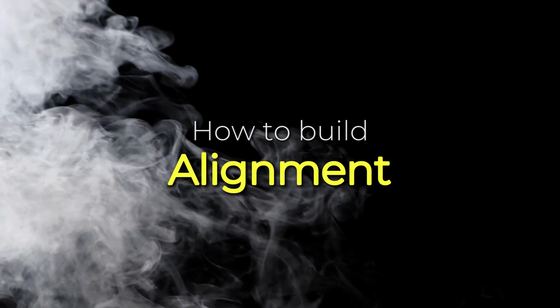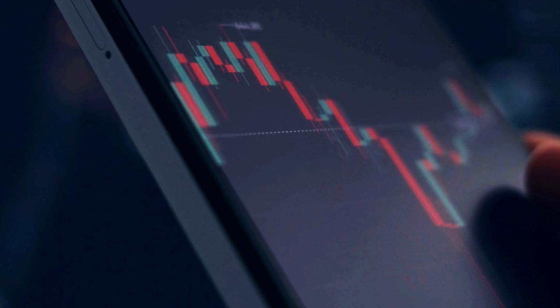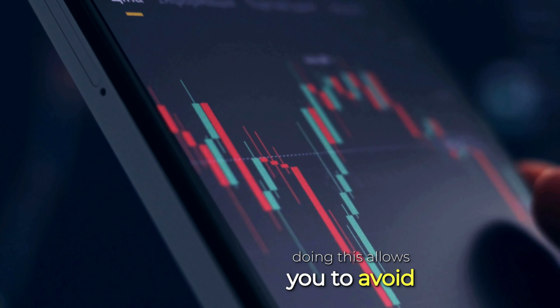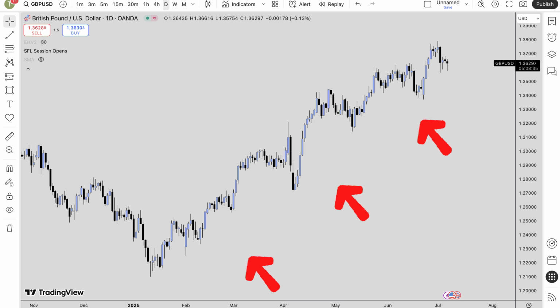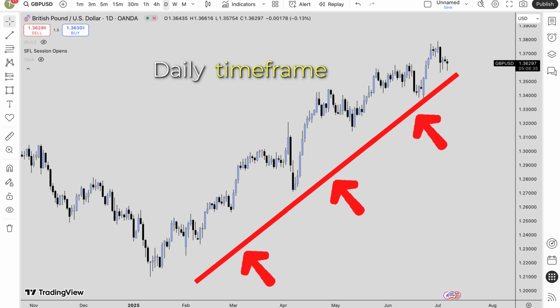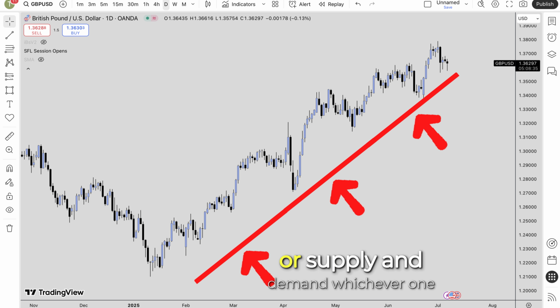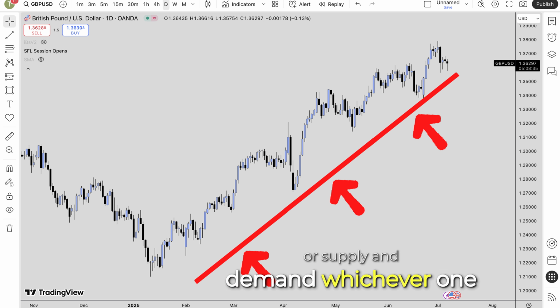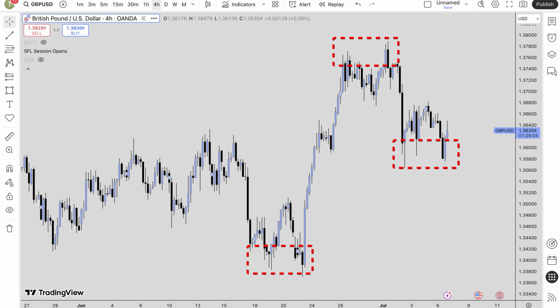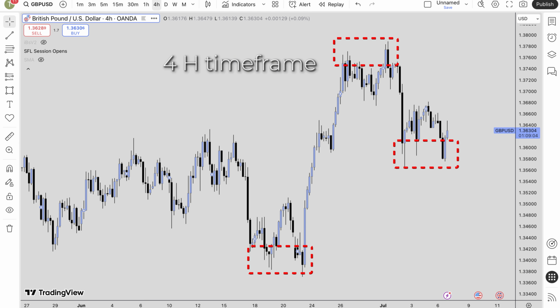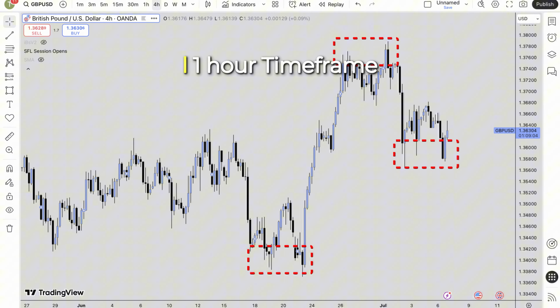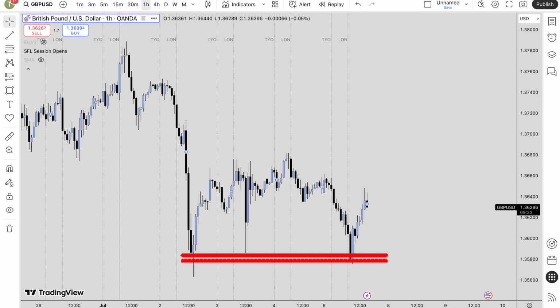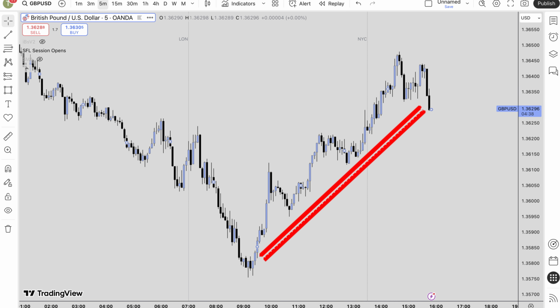How to build alignment. Building alignment is when all the time frames agree. Doing this allows you to avoid bad trades. And here's exactly how I do it. Top-down analysis always. Start on a daily time frame. Identify the overall trend and key zones using either support and resistance or supply and demand, whichever one you use. Next, you're going to move down to the 4-hour time frame, confirm the overall trend, and then go ahead and refine your zones even more. Lastly, we're going to drop down to the 1 hour or the 15 minutes for our entry time frame.